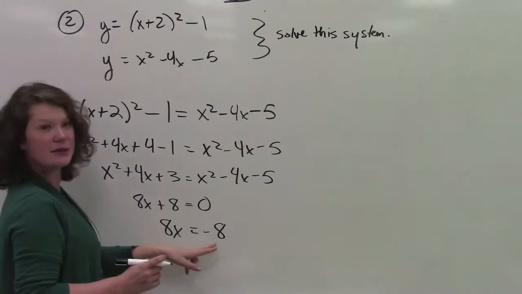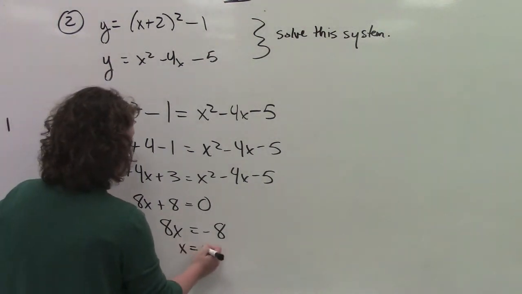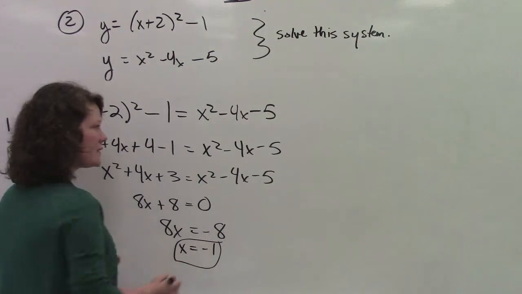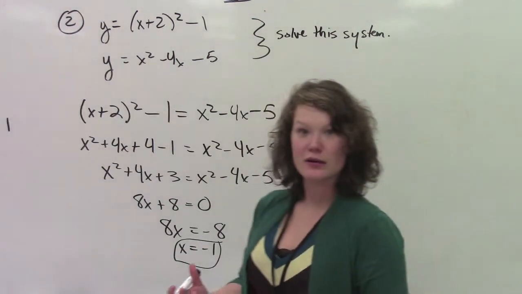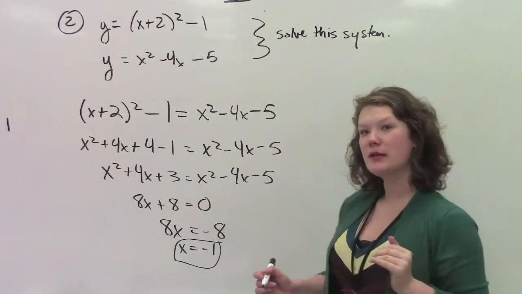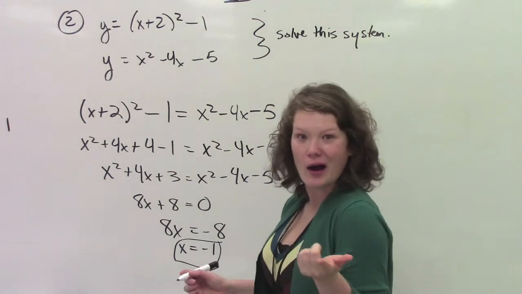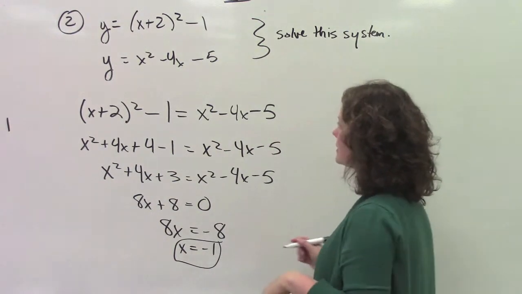So 8x equals negative 8, x equals negative 1. Again, there's only one solution. So we have the x-coordinate of the solution. Now what do we need to do? We need to figure out what that y part is.